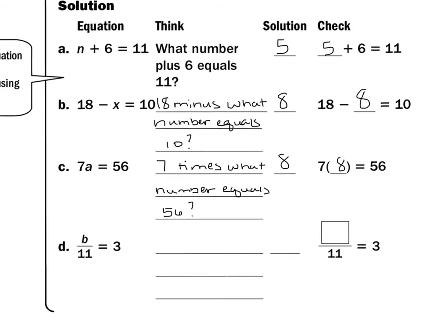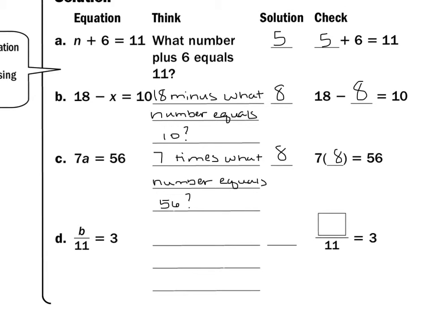And our last example for this one, b divided by 11 equals 3. The question we want to ask ourselves is, what number divided by 11 equals 3? And that would be 33. 33 divided by 11 equals 3.